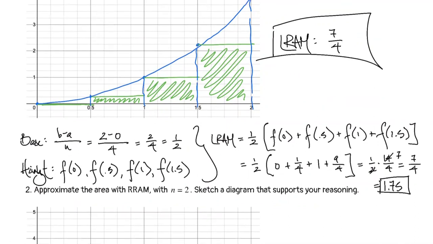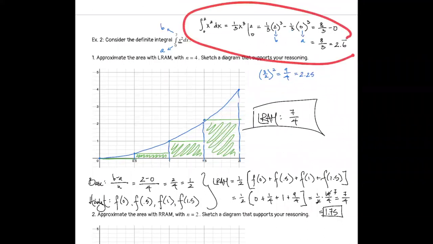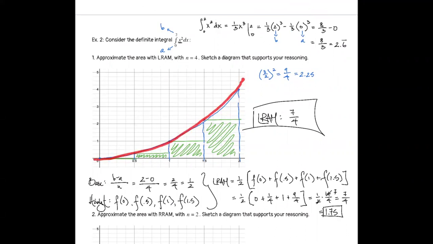So here's what we just did. Instead of finding this area using algebra and calculus, let's just use some geometry. Let's cut it up into some rectangles and find an area. And earlier, you all told me that something that looks like this with a positive slope, LRAM, is an underestimate. And check this out. The exact area is 2.6. But when we used the left approximation method, we got a number that was smaller than the actual area.